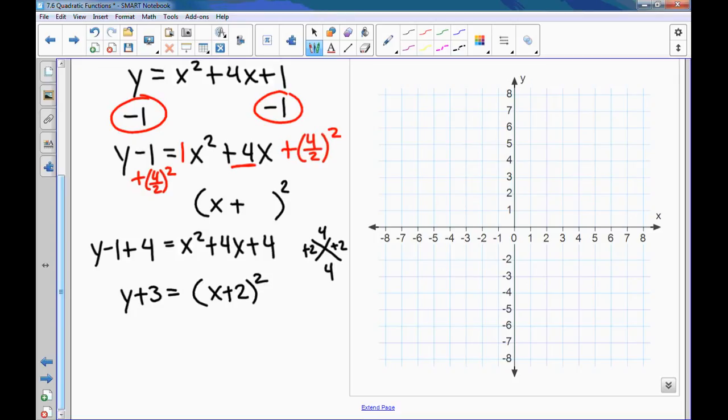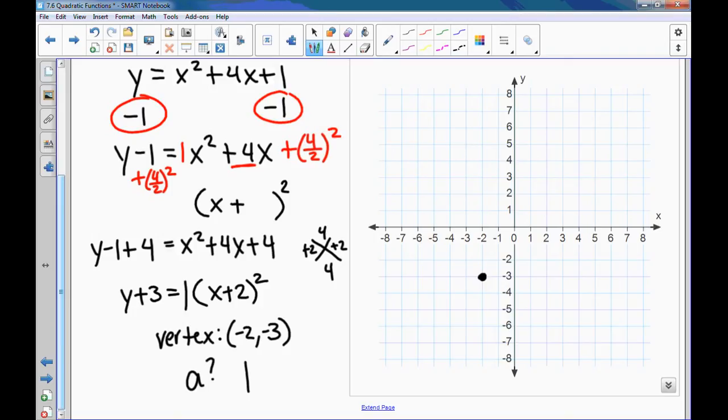And now, if you look at this equation, it looks just like the equation that we had on 7.5, where the vertex is negative 2, comma, negative 3. Now, the only tricky part is, what's the orientation? What's the a value? Well, the number that's in front of x plus 2 squared is 1. So a is 1. So if it's positive, that means it's opening up. So I go to the left 2 and down 3 because that's my vertex, that's my corner. That's where the parabola starts.